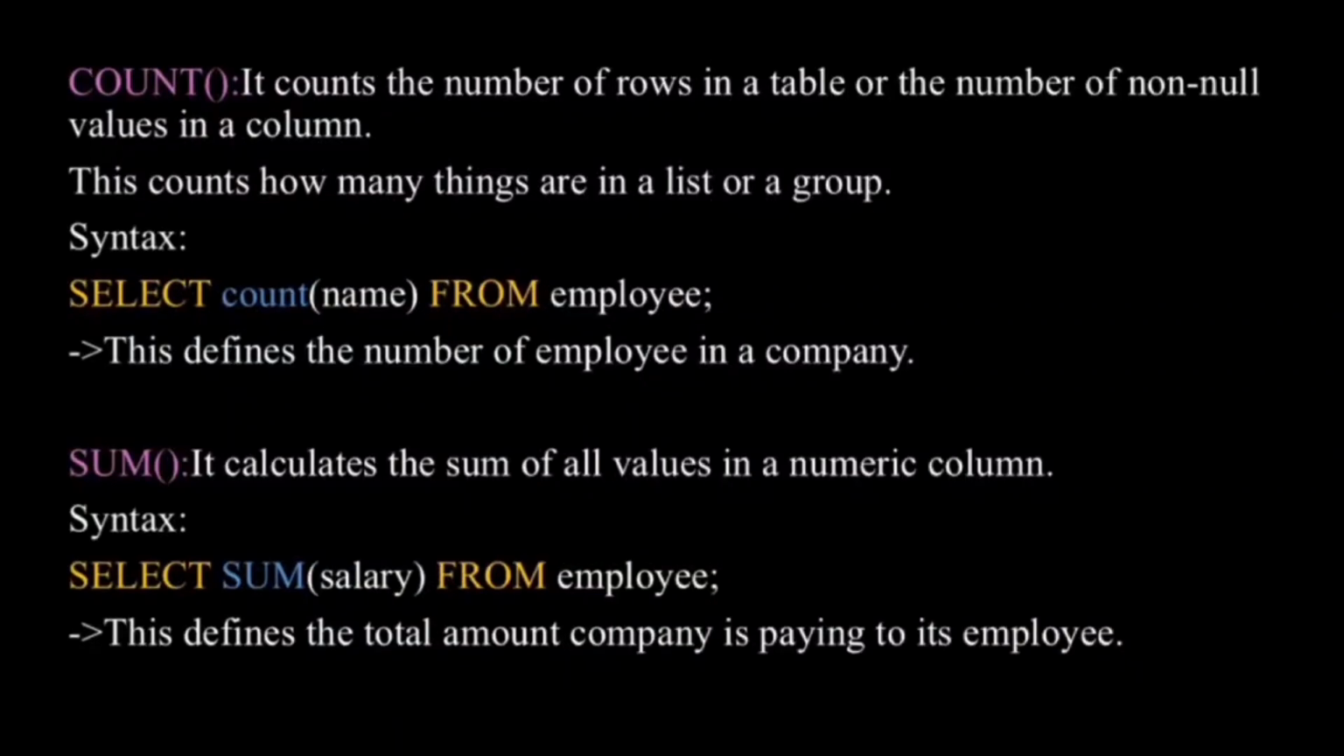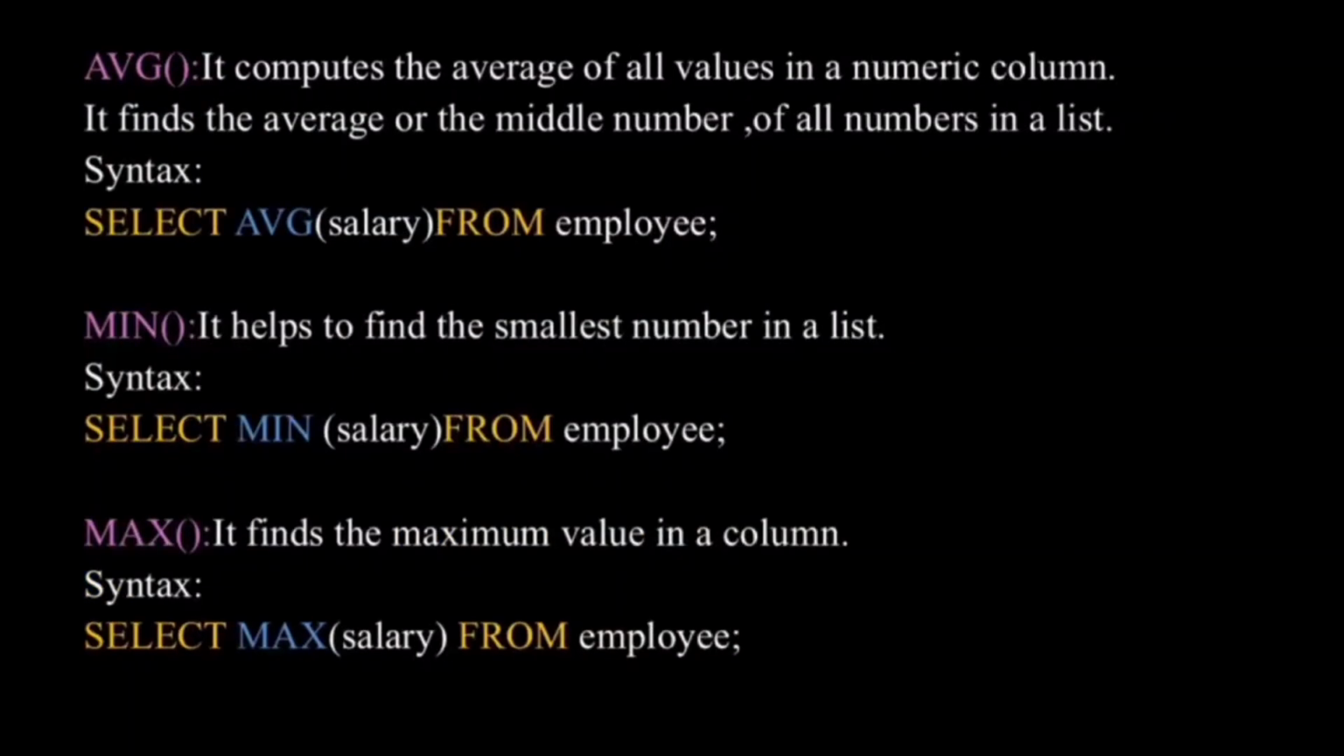Coming to sum, it calculates the sum of all values in a numeric column. Syntax: select sum of salary from employee, and this gives the total amount the company is paying to its employees. Coming to the average function, it computes the average of all values in a numeric column. It finds the average or middle number of all numbers in a list. Syntax: select average of salary from employee. So it returns the average salary of an employee working in a company.